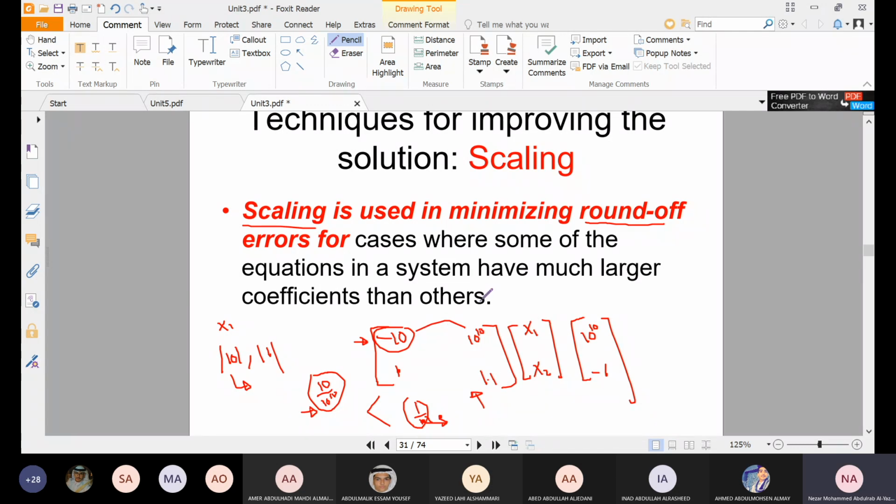Okay. The other advantage of the scaled method is that there is no need to do swapping here, no need to interchange, to do swapping between the rows.